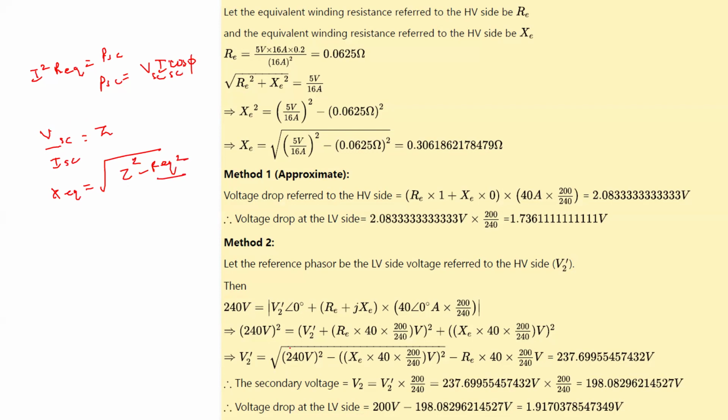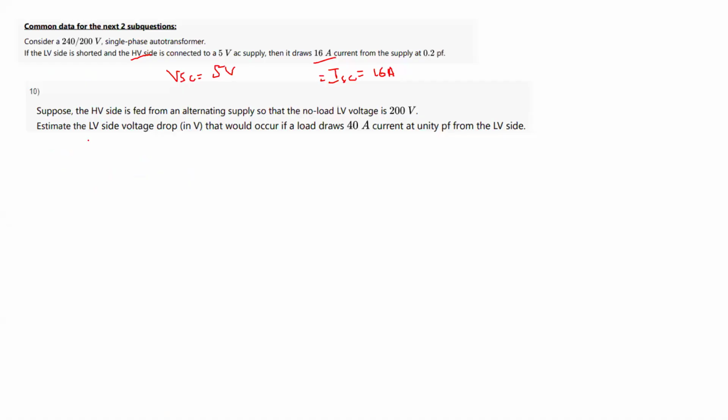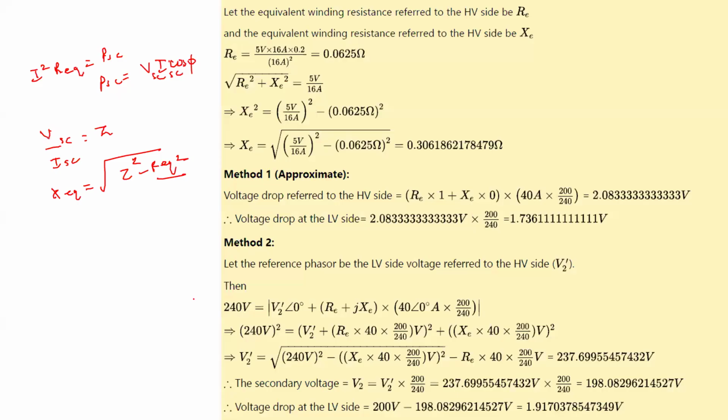Now, after that, what they're asking: they're saying the HV side is fed from an alternating supply so that the no load voltage is 200 volt. They are giving 240 volt so that you get 200 volt here. Now estimate the LV side voltage drop that would occur if the load draws 40 ampere current at unity power factor from the LV side. This is how they are writing.